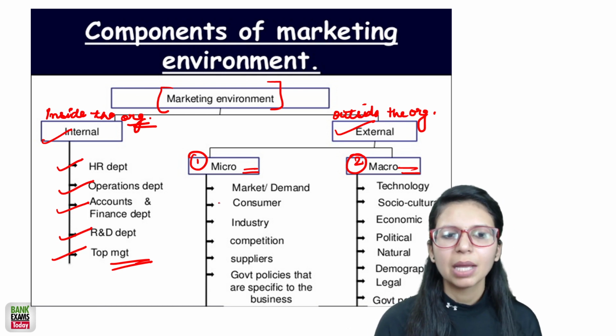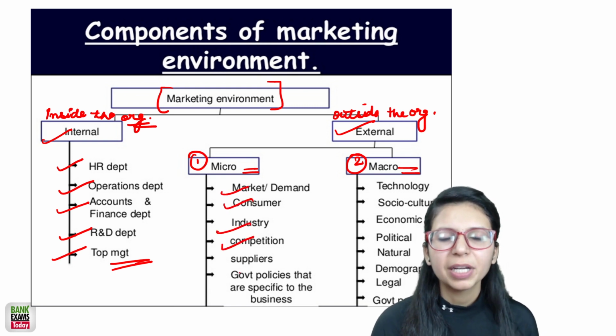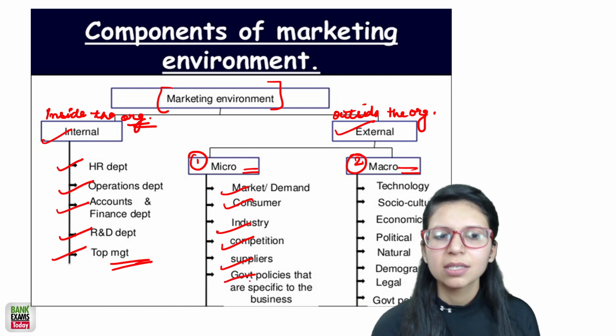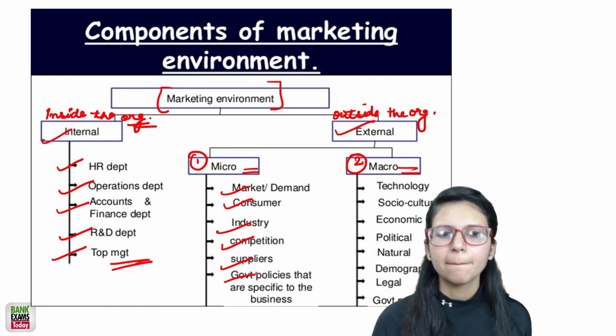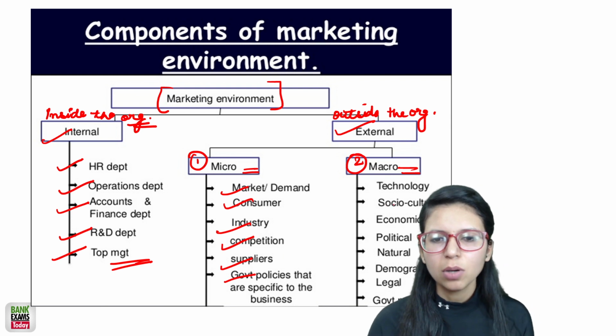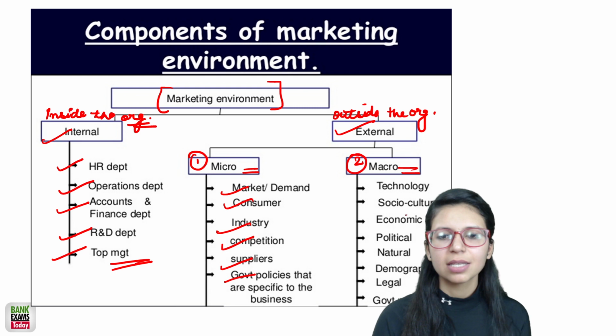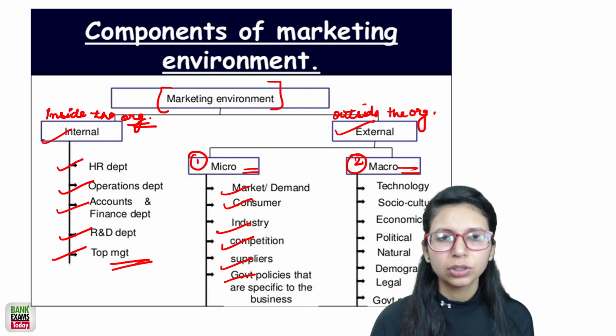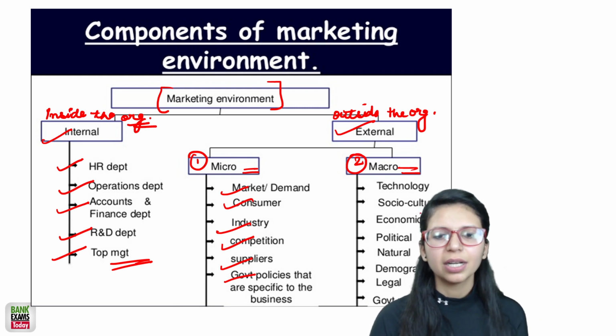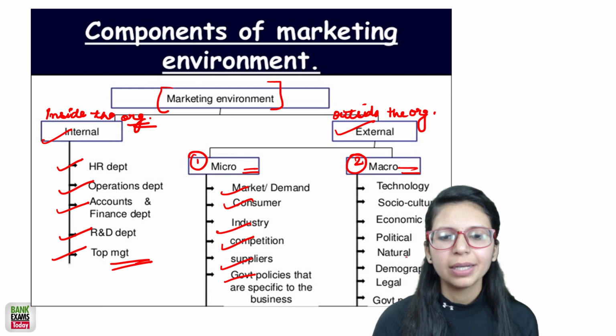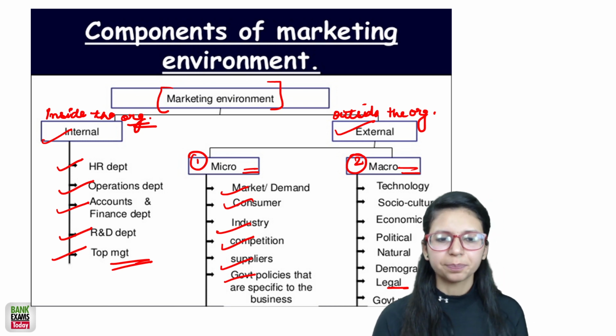So macro environment is demand, market, consumer, industry, competition, the suppliers that we have, the government policies. So that is all about micro environment. Now macro environment includes all the technology related things, social cultural related things, economic, political, natural, demographic, legal environment, government policies.